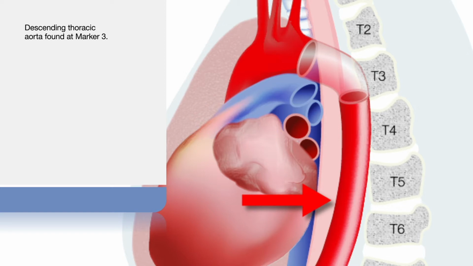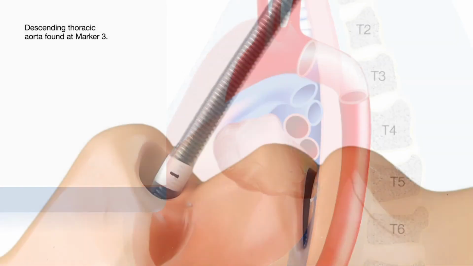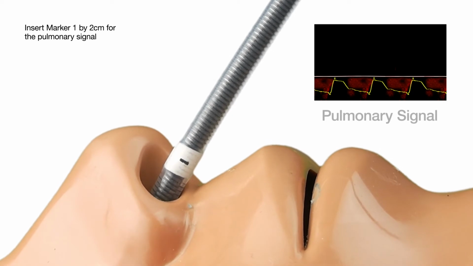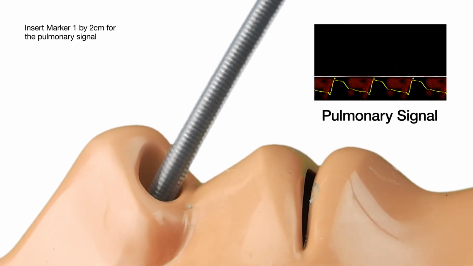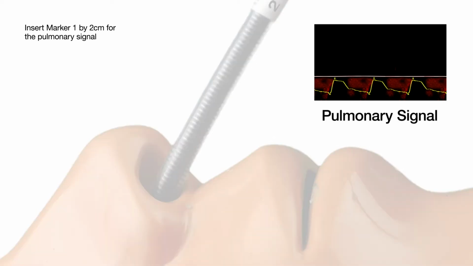We can detect waveforms from different blood vessels by adjusting the depth of the probe. If we slowly remove the probe until depth marker 1 is around 2 centimeters outside of the nostril, you should observe a wave below the white line. This is the pulmonary signal.